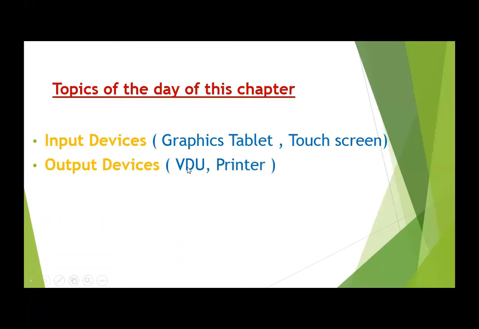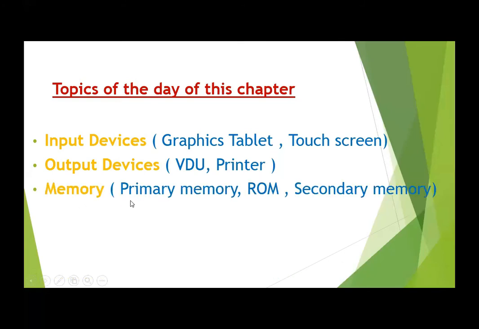Output devices. In output devices, we learn about the video, meaning monitor, and the printer. So both are output devices. We also learn about memory: primary memory, ROM, secondary memory. These are called the memory. But today we only discuss input and output devices in this class. How many types of memory there are, we learn in the next class.